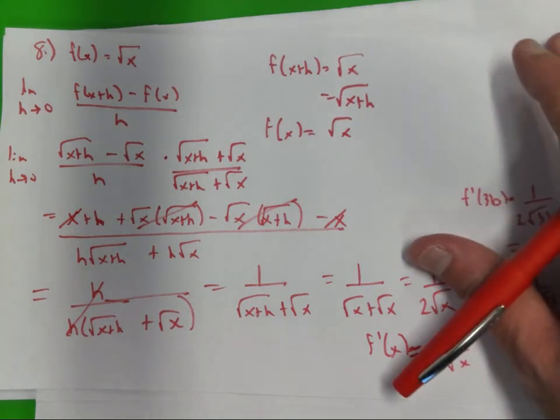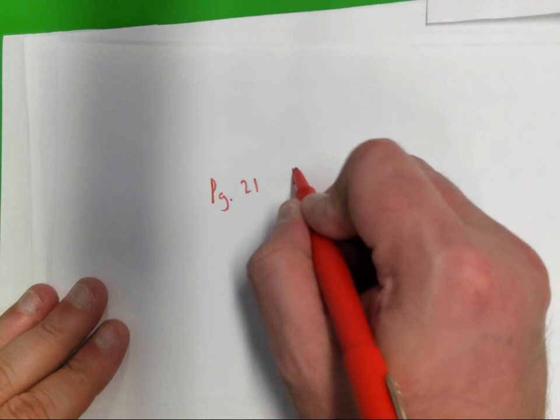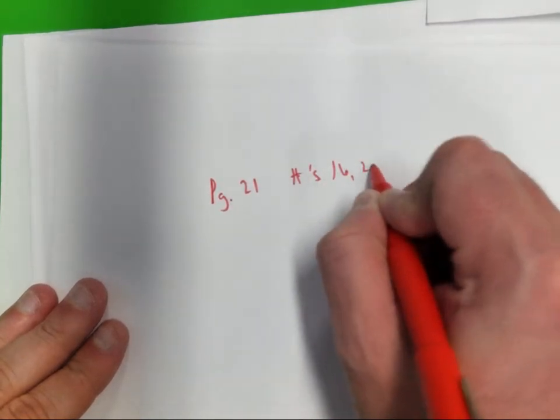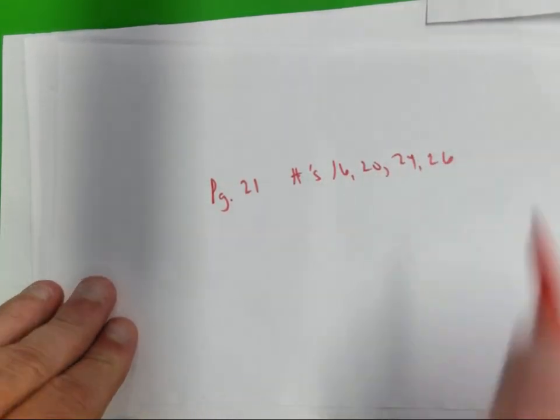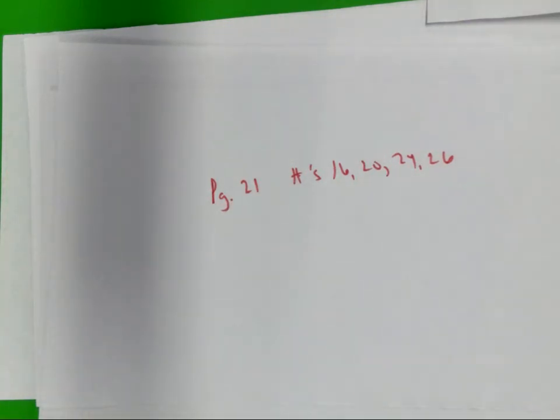These are the problems I want you to try for homework. Page 21, numbers 16, 20, 24, and 26. Use this time to practice those and look at the homework from the other night.